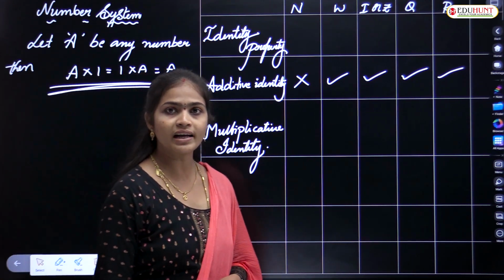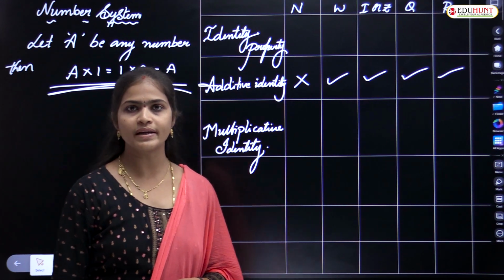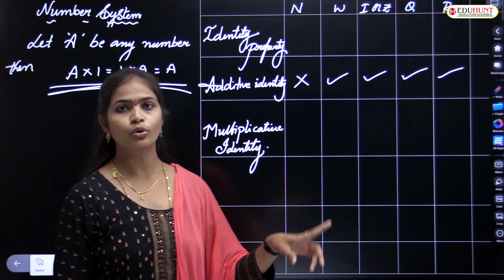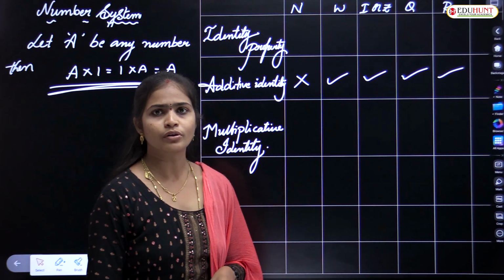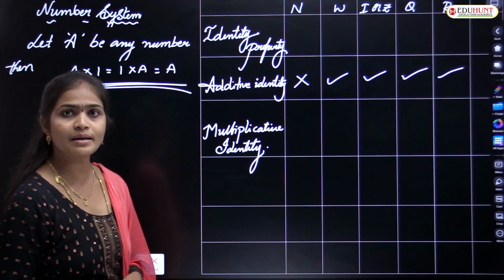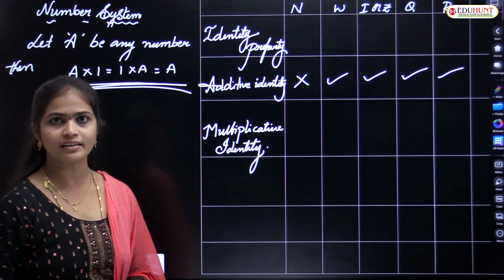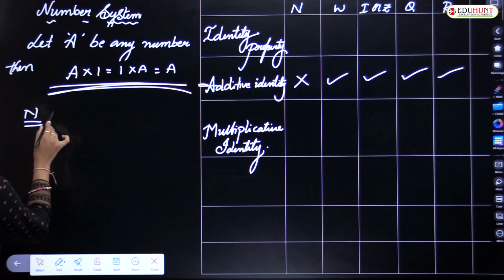If you take 1 into any natural number, then it is satisfying. Or 1 into any whole number, or 1 into any other number, a rational number or real number, then only you will get the same number itself as the result. So that's why, take the natural numbers.